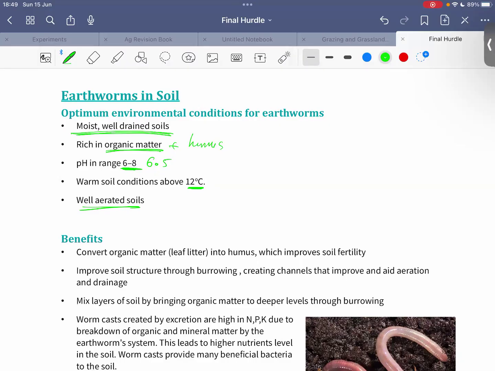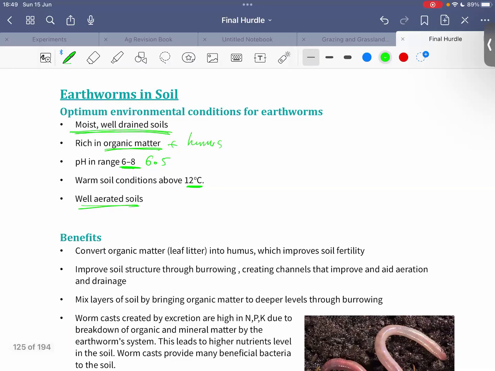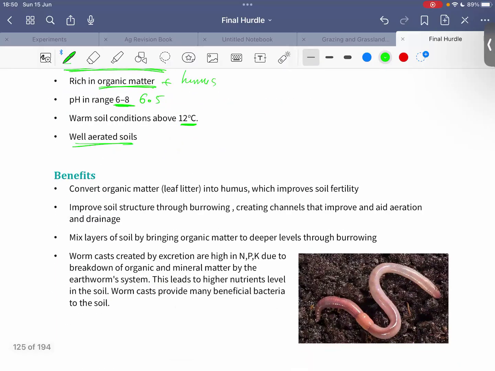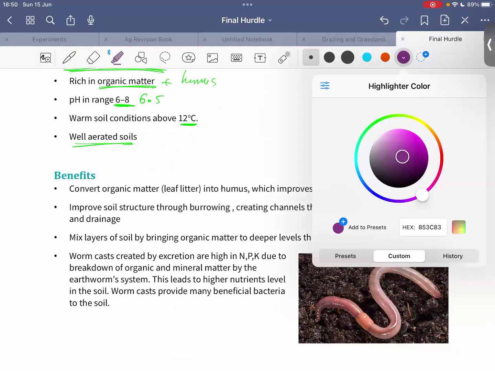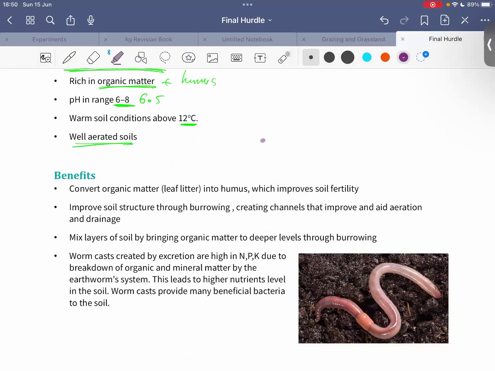Benefits. So what are the benefits of having earthworms in our soil? Okay, so when we have our earthworms in our soil, what are the benefits? They convert our organic matter into humus. Okay, like our brown earth soils, improves our soil fertility.